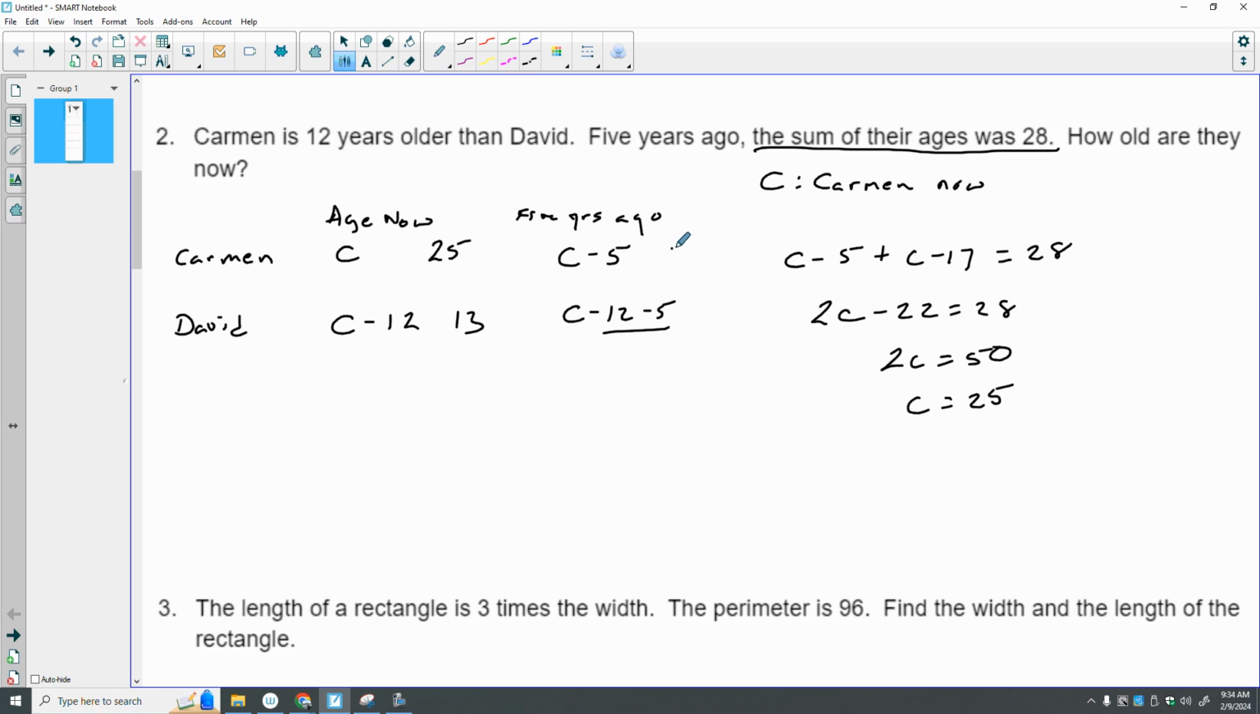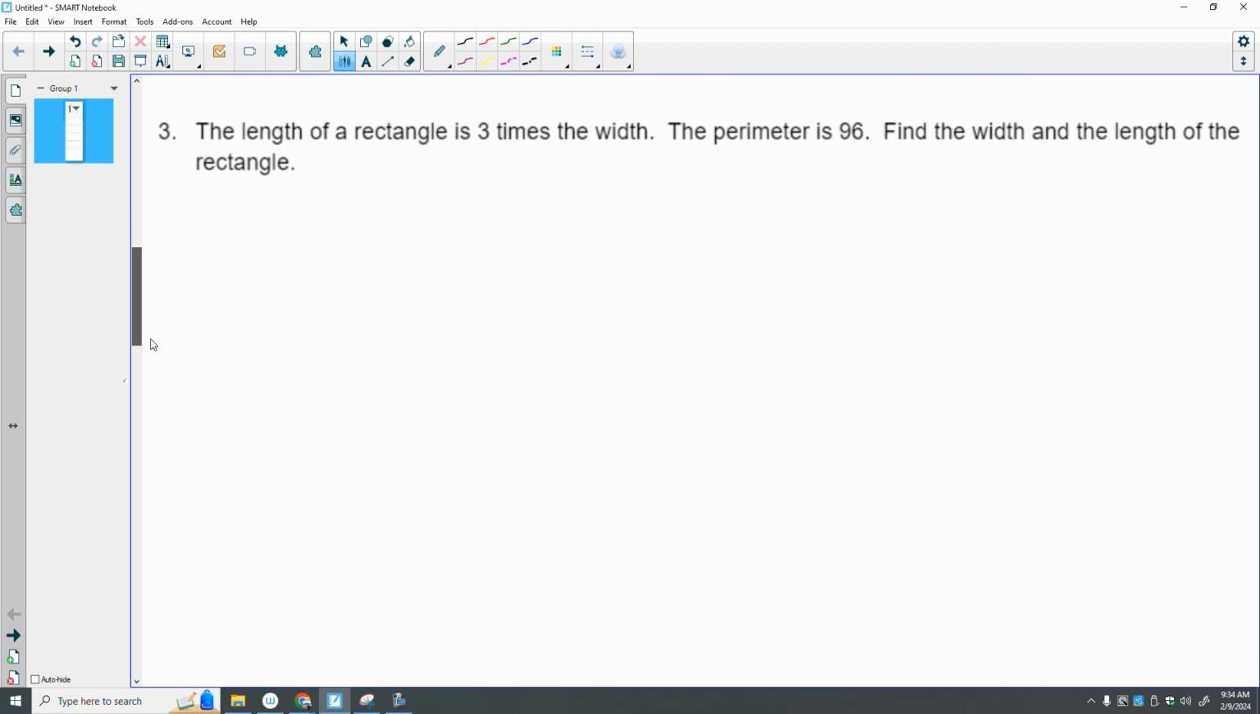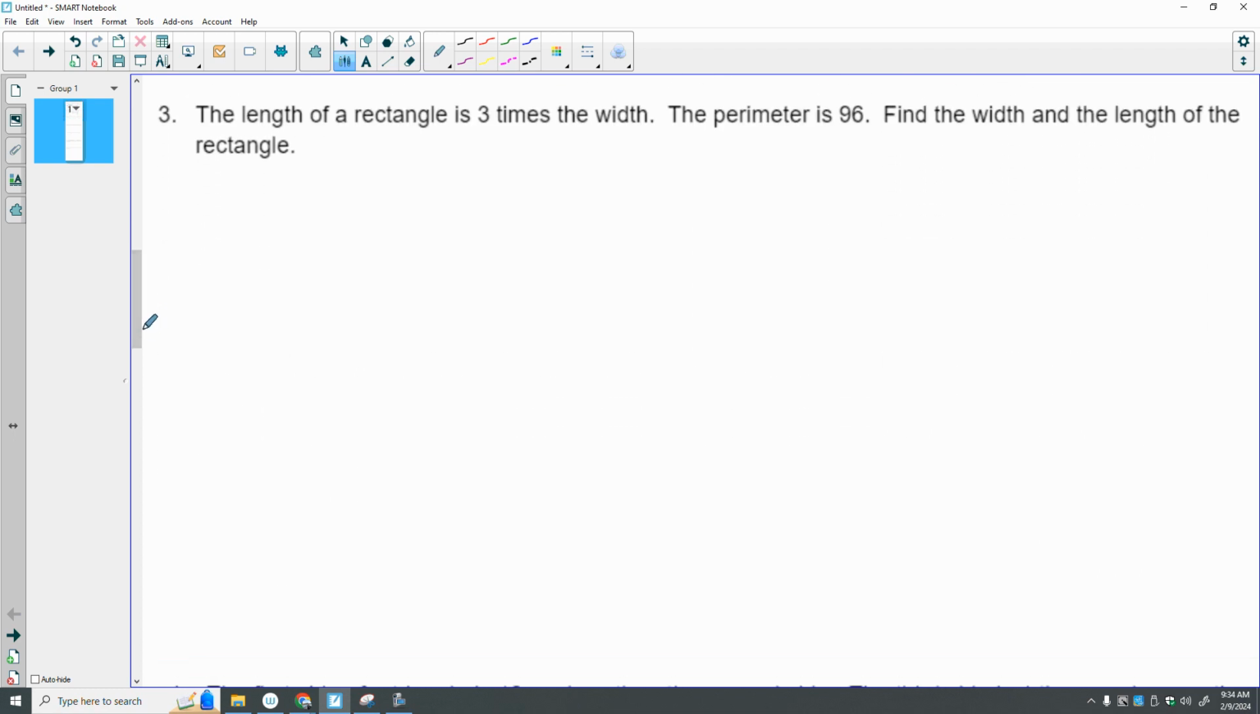5 years ago, Carmen was 20. 5 years ago, David was 8, and their sum does equal 28. I would always do that. Take your variable you got, plug it back into the situation, and see if we satisfy whatever criteria they're telling us it has to satisfy. Okay. If you can, hit pause and give it a try.